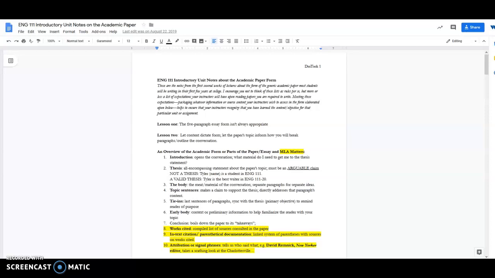Your screen is not misleading you. This says English 111 Introductory Unit Notes about the Academic Paper Form. As a matter of course, I like to spend the first week of English 112 reviewing what was learned in English 111, just to touch base and to make sure we're all on the same page, because all instructors here kind of teach and talk about these writing or composition tasks using similar yet sometimes different terms. And the way I write about them, the way I speak about them, they're all going to be consistent with what you see on this particular document from week 1, which is Introductory Unit Notes about the Academic Paper Form.